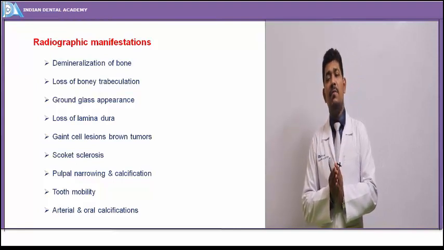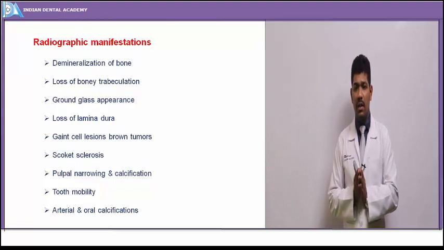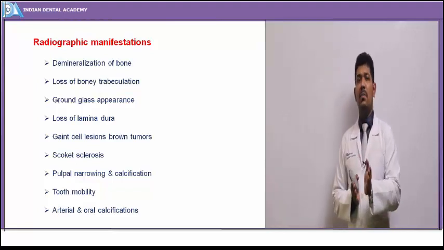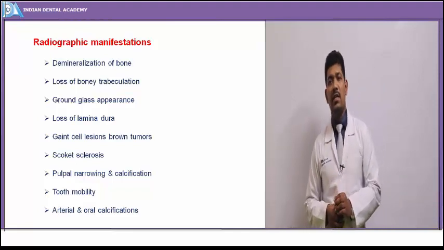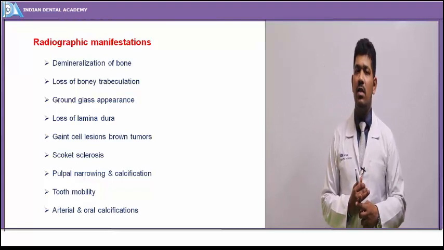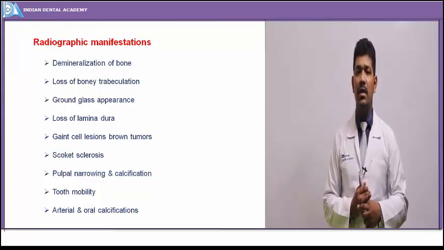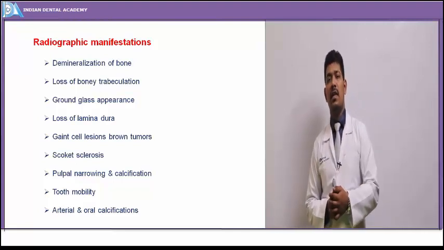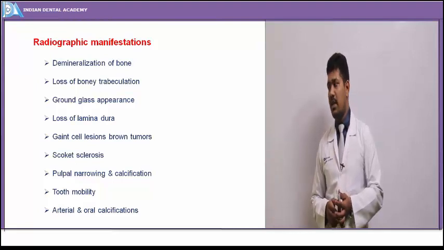That is again a severe case of demineralization, seen in the later stages of chronic renal failure, evident on the radiographs. Now, socket sclerosis, again because of demineralization. We have pulp narrowing or calcification, because of the increase in the nitrogenous waste products or the urea content within the blood. There is a precipitation of these urea crystals as pulp stones, which results in pulpal narrowing or calcifications.